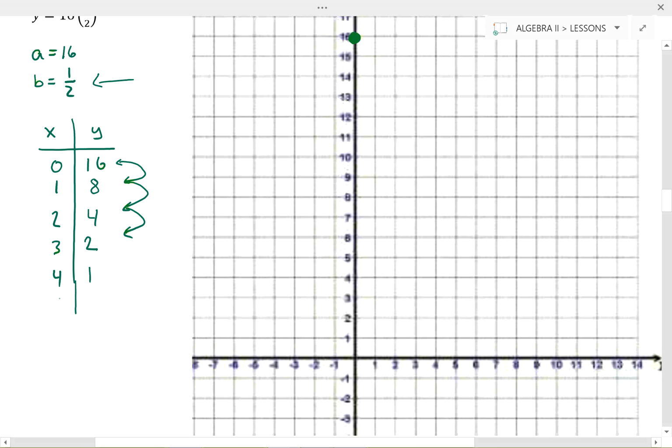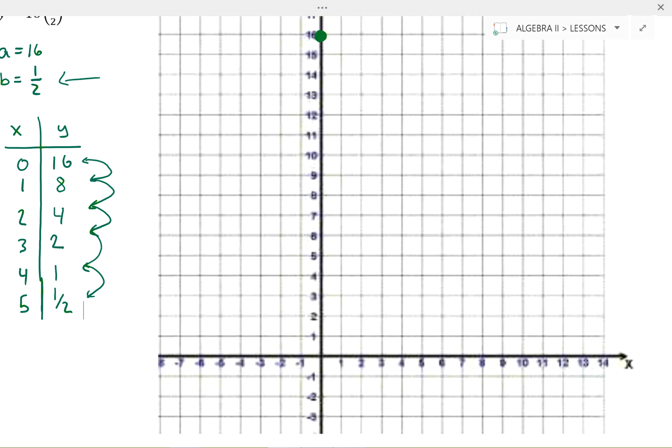So if I plug in an x value of 5, following that pattern, 1 times 1/2 is 1/2. And we could keep that pattern going. Let's fill this in and see what happens. 1, 8 is here. 2, 4. 3, 2. 4, 1. 5, 1/2.